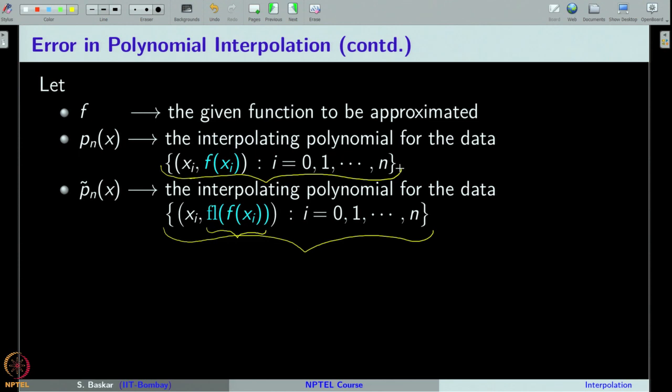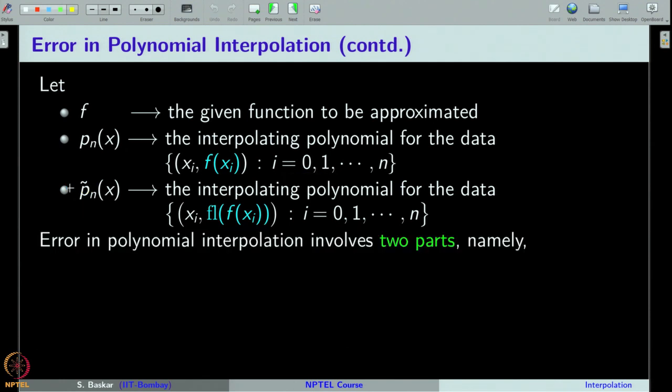Therefore, the computer will generate a polynomial interpolation which is different from what we want to consider. Let us denote this polynomial interpolation generated from the data set with floating point approximation as P n tilde, and therefore, there are two levels of errors involved in the output of the polynomial interpolation. What is the output that we get? We get this polynomial as the output for the approximation of the function f. But we want this one, which we will never get if we compute the polynomial interpolation on a computer.